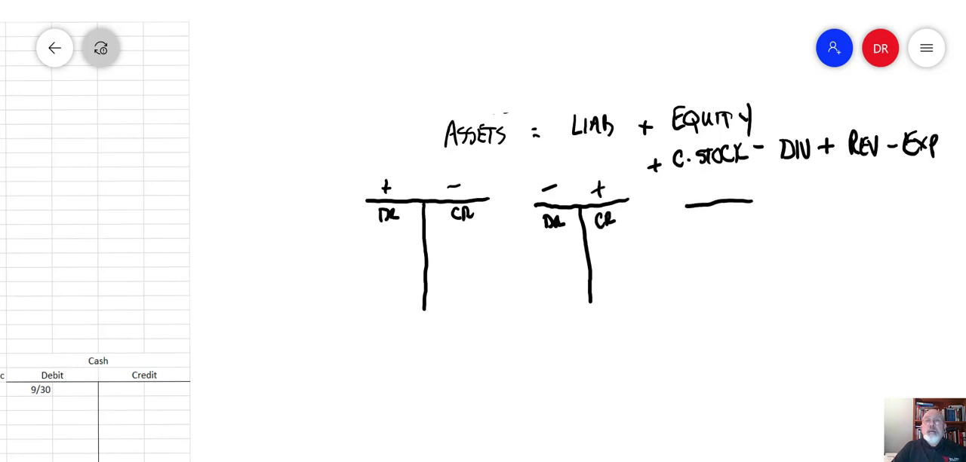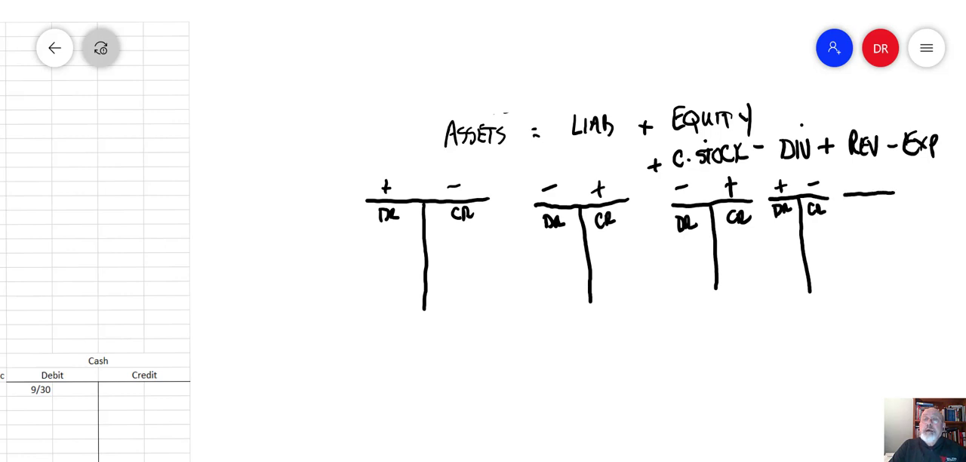For common stock, it's going to be like a liability, where the debit will decrease it and the credit will increase it. And the opposite of common stock is dividends. Dividends are a subtraction from common stock. So for dividends, we have a debit as an increase. Sorry, I forgot to put the plus in there. A credit is a decrease. So common stock is just like a liability. Debits are decreases, credits are increases. Dividends, debits are increases, credits are decreases.